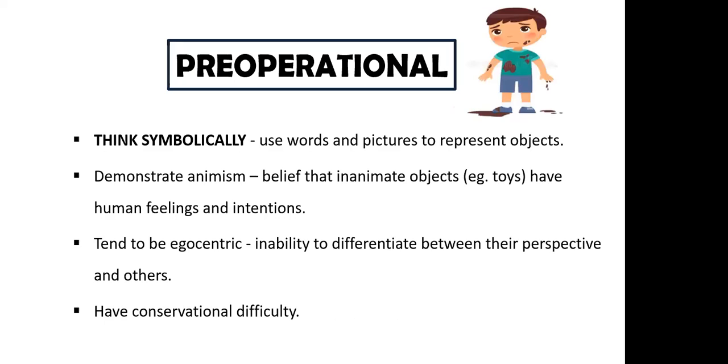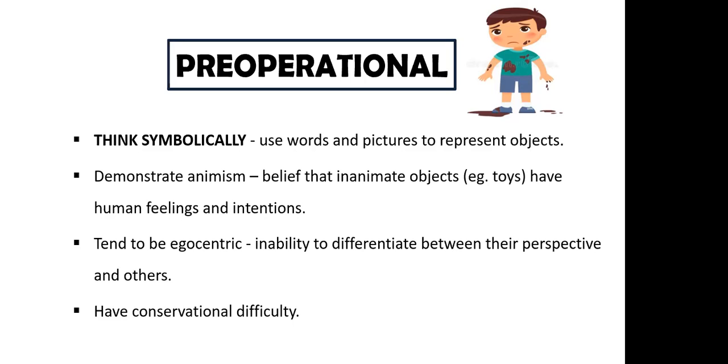In the pre-operational stage, children begin to think symbolically and learn to use words and pictures to represent objects. According to Piaget, the first limitations of the pre-operational stage is animism, where children attribute living qualities to inanimate objects such as toys. Another limitation is egocentrism, where the child struggles to see things from the perspective of others. Children during the pre-operational stage also have conservational difficulty, which refers to inability to recognize that something remains the same amount even if its shape change.